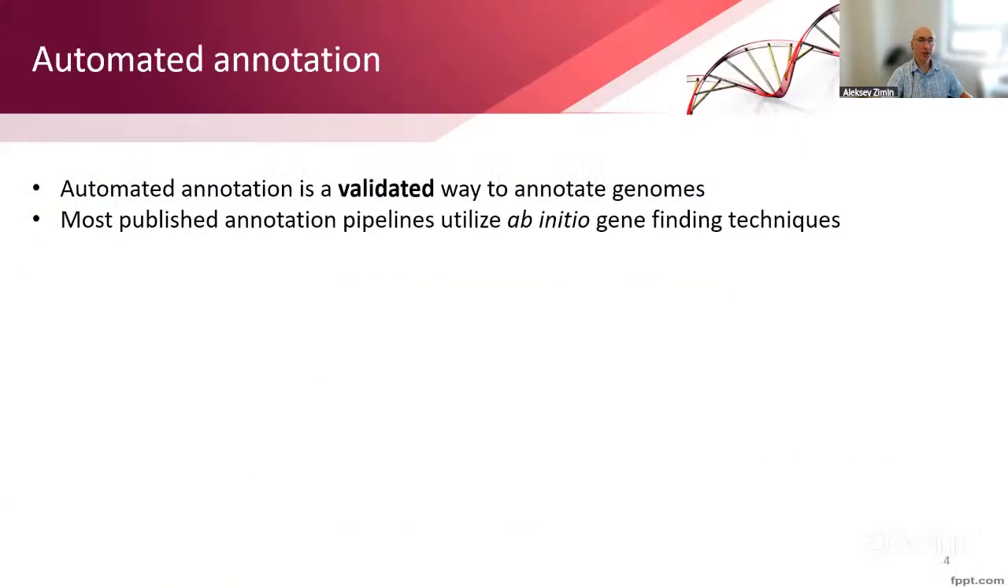I would like to mention the importance of automated annotation. It's very important to use an annotation technique that's been validated, and automated annotation is a validated way to annotate genomes. What this means is that we, developers of annotation pipelines, test them on a wide variety of genomes and a wide variety of data sets. And we tell you in our published papers what to expect from our annotation, from our products, from our software.